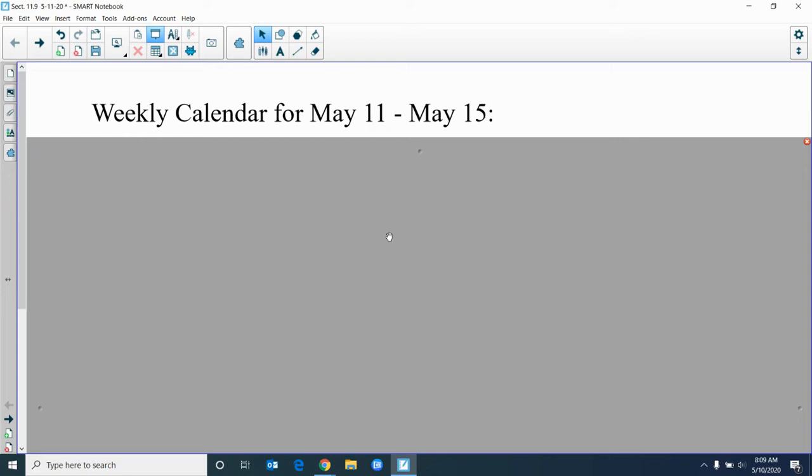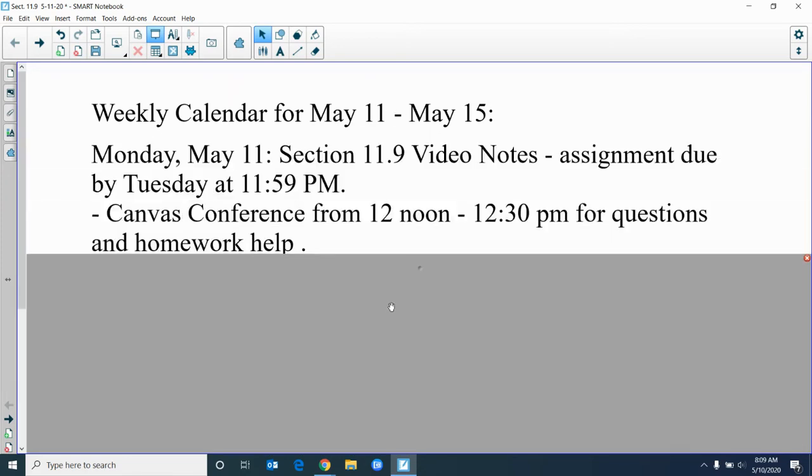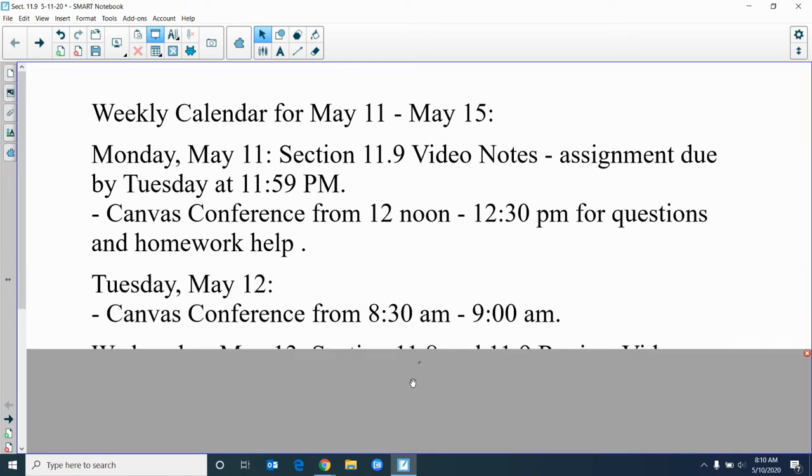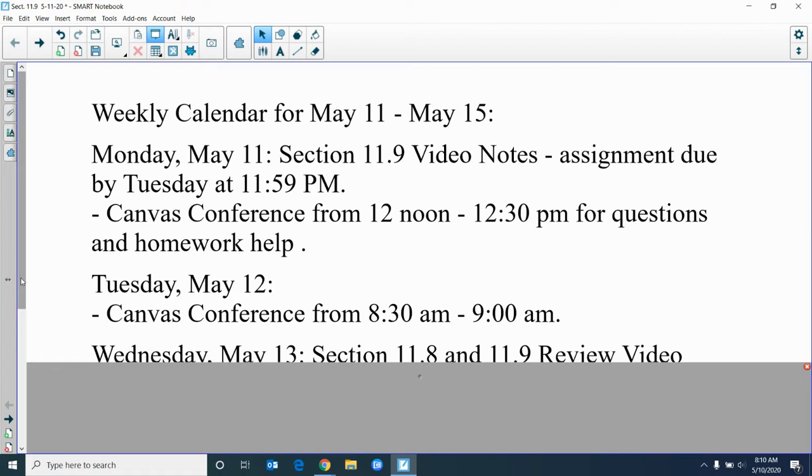Just real quick, let's go through the weekly calendar so you have an idea what's going on here. Starting today, we're going to do section 11.9 with the video notes. You have an assignment due Tuesday at 11:59 and a Canvas conference noon to 12:30. The last section was a little bit harder than what we've been seeing, so I suggest you check your homework from what I've turned in and what I posted. And if you're not getting these right, you come to one of these conferences today.